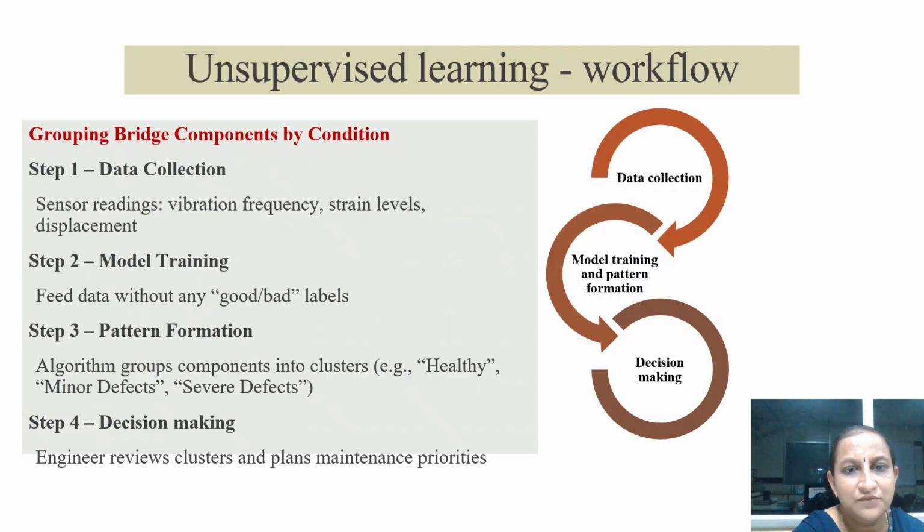Next we'll see the workflow or steps involved in unsupervised learning, and the example taken here is grouping the bridge components by their health condition, like healthy, or suffering from minor defects or severe defects. Step one remains the same as supervised learning, which involves data collection. To group the bridge components' health condition, we need sensor readings, vibration frequency, strain level, and displacement. The data related to all these will be collected, and based on the data collection, the model will be trained. Here the data will be fed without any good or bad labels.